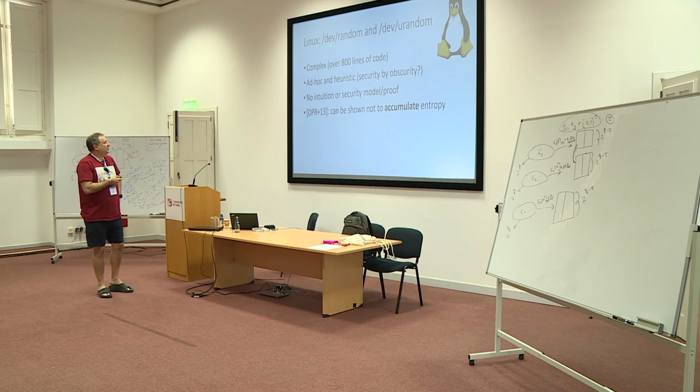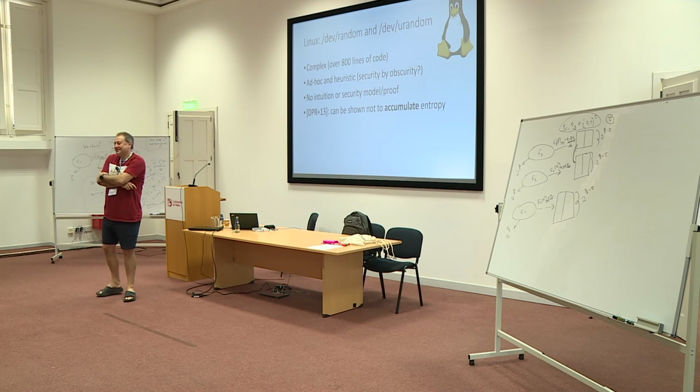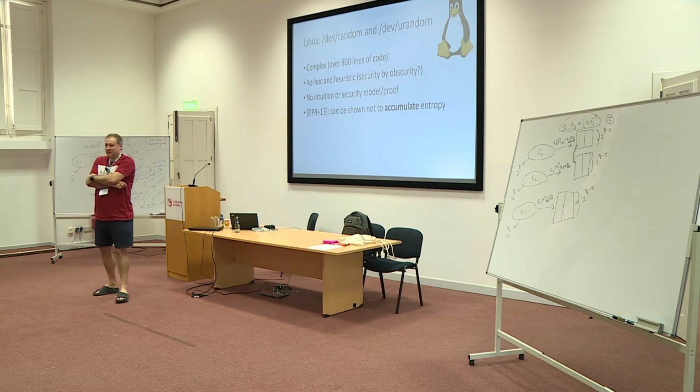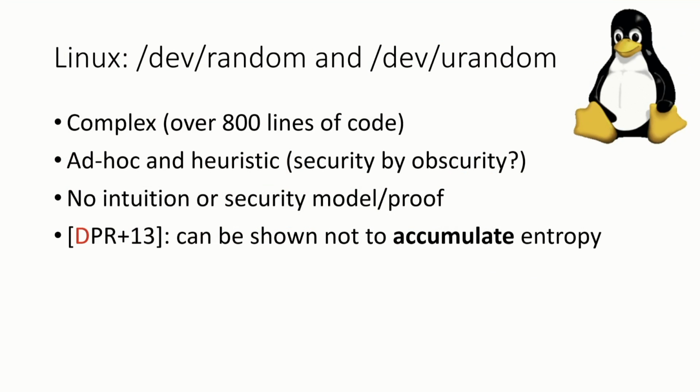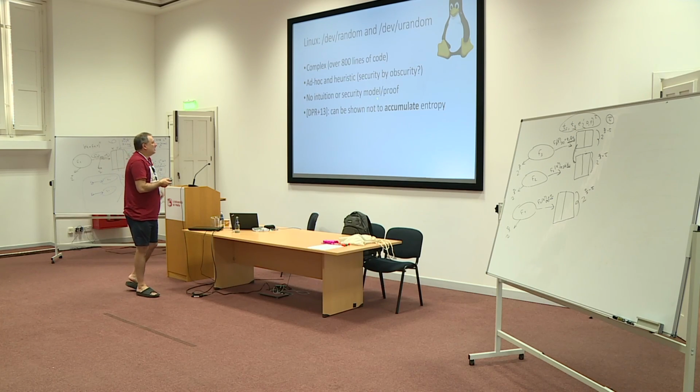So /dev/random very soon is going to change, finally, after many years. But /dev/random and /dev/urandom, for those who know, it's basically security by obscurity. It's very complex, so I don't even know, but some hacker just said, okay, let's do something kind of crazy that nobody else is going to break. Just, I don't know, no theory, just kind of warm and fuzzy feelings.